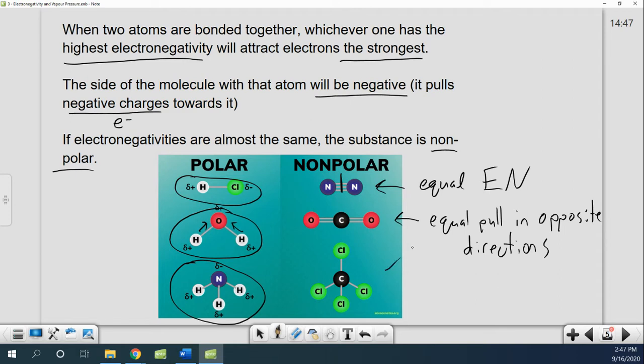And that's the same thing we have down here. Chlorines are going to pull a lot harder than carbon will because they're right close to the fluorine, but it's pulling in equal directions. So it's going to be slightly negative all around the outside. It's not going to have a positive side. If it doesn't have a positive side along the outside of the molecule, well, then we say it's nonpolar. You got to have a positive side somewhere to be polar.